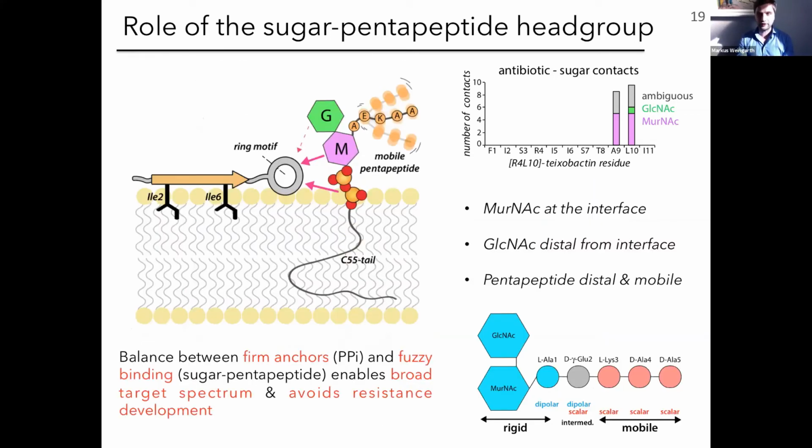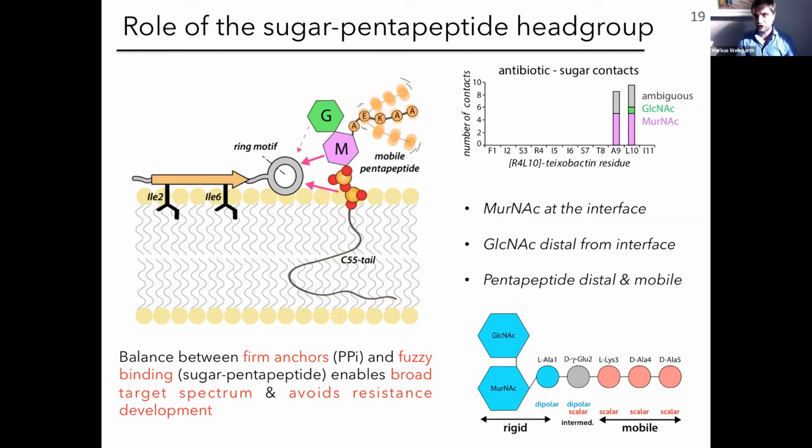Let's quickly summarize what we have learned so far. We have learned that the Dempsey cycle coordinates a pyrophosphate. The Murnex sugar is directly present at the interface, and the glutamate sugar is distal from the interface. Very importantly, the pentapeptide is highly mobile and not involved in the interface. That's really very important because it's here where bacteria introduce many modifications. Tioxibactin is immune to these modifications. That's one of the major reasons why tioxibactin evades resistance development.